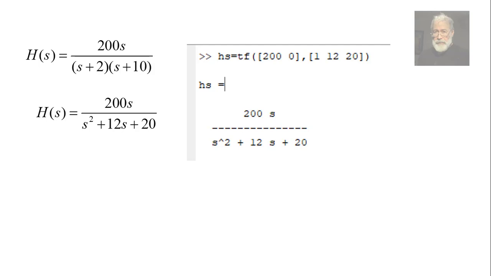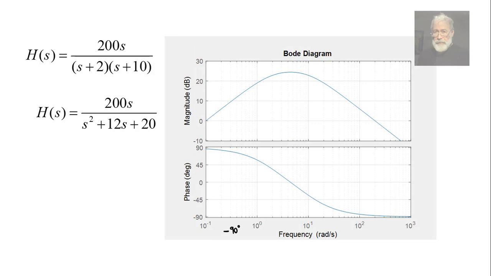The polynomial in the numerator has the coefficients 200 and 0, 200 for the first order term and 0 for the independent term. The polynomial in the denominator has the coefficients 1, 12, and 20. We just issue a command, bode(H(s)), and ask for a grid, and that is the exact representation of the transfer function frequency response.